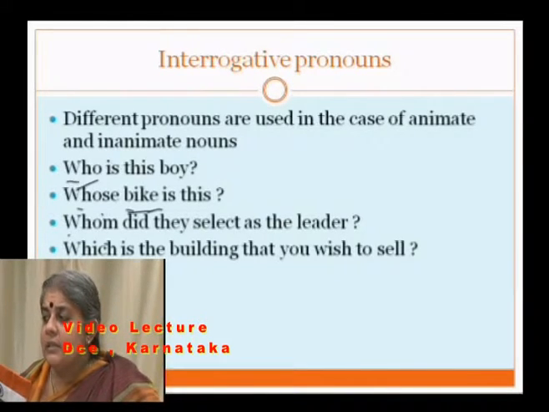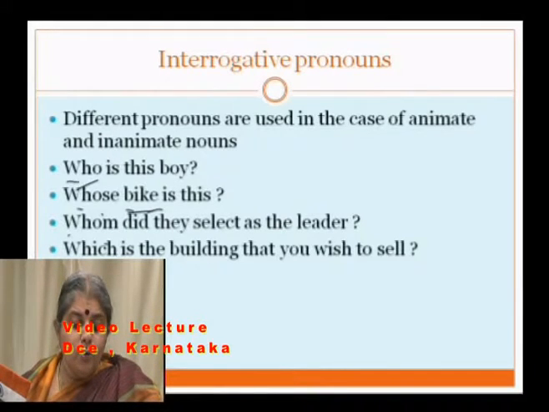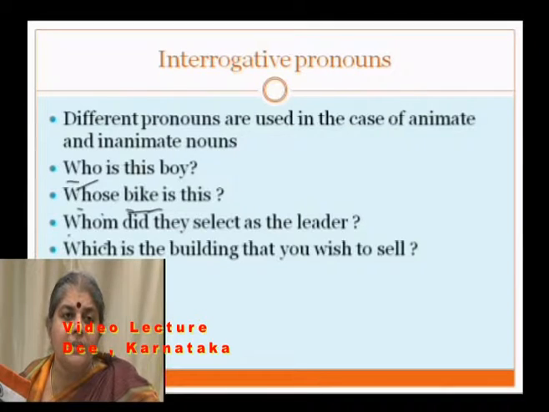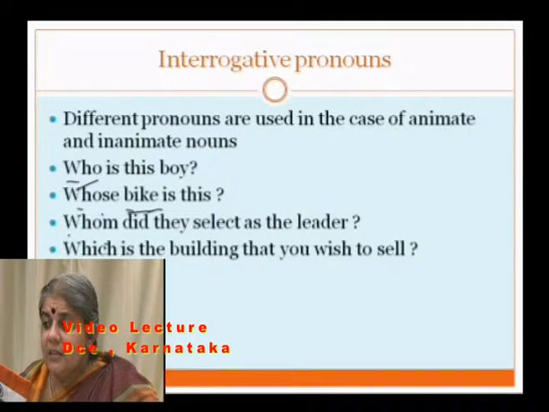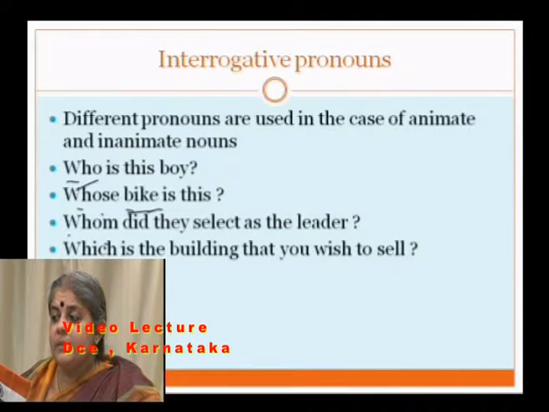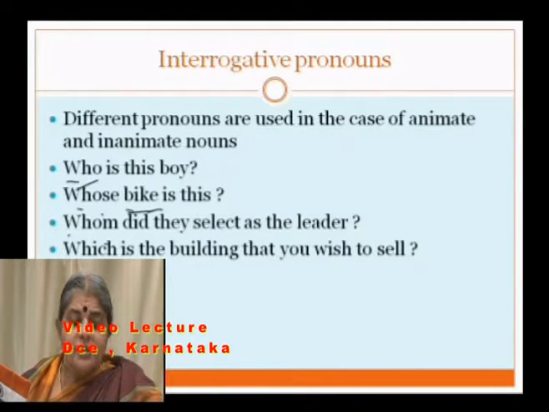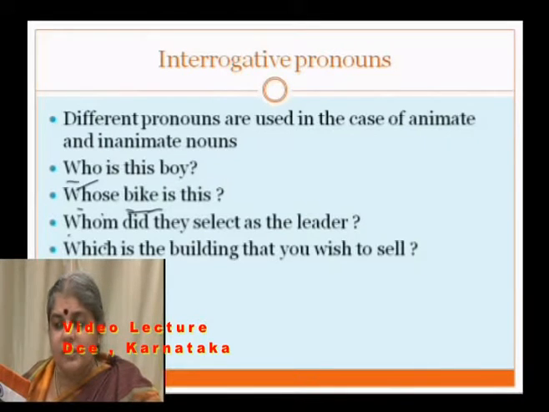Interrogative pronouns are used to ask questions. As you know, interrogative sentence. Interrogative pronouns are used to ask questions, and there are different interrogative pronouns in the use of certain animate and inanimate nouns. That is, different pronouns are used in the case of animate and inanimate nouns.